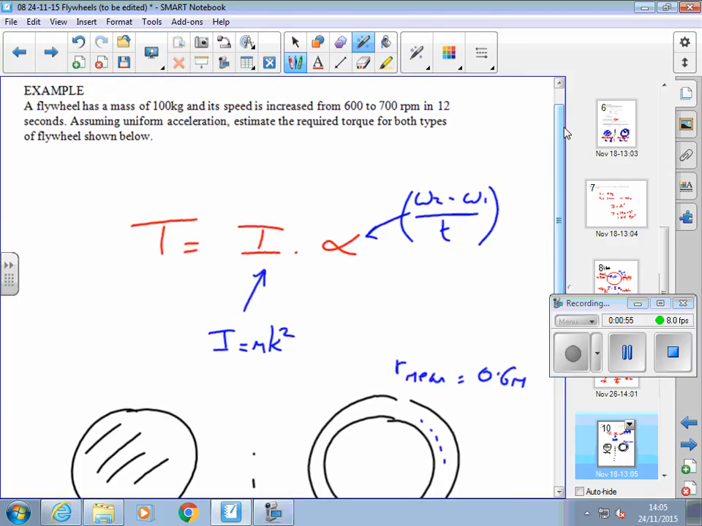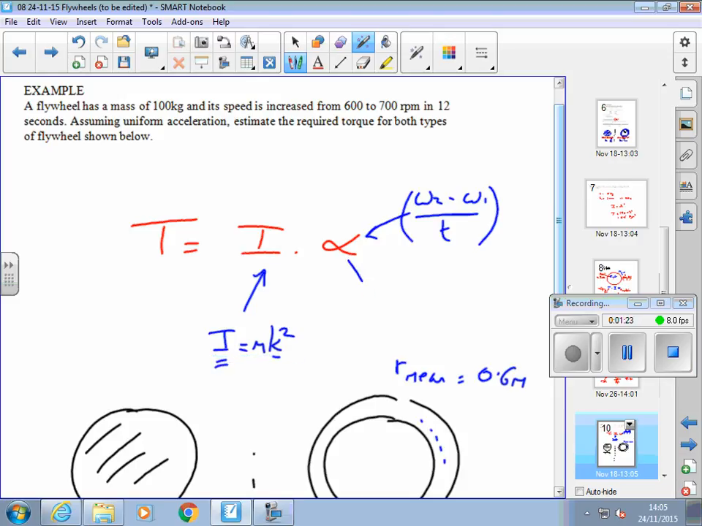This formula is going to be useful. I'm being asked to find the torque for both types of flywheel. So what is the torque? It's the moment of inertia times the angular acceleration. And moment of inertia is given by mk squared. So if I know the mass, which I do, and I know the radius, I can find the radius of gyration. So I can find the moment of inertia. I feel fairly confident about that.